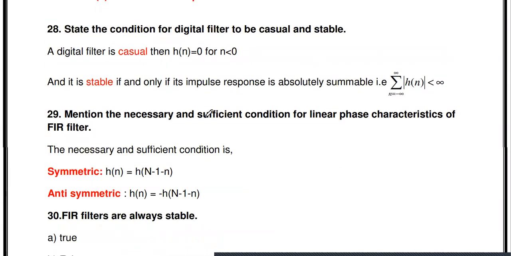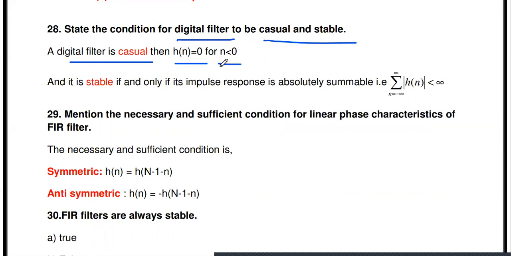Then the next thing: state the condition for a digital filter to be stable and causal. We studied this question in digital signals and systems. If the digital filter is causal, the impulse response is 0 for n less than 0. That is, for negative values of time the impulse response is 0. Only for positive values of time is the impulse response available, which means that the system is said to be causal.